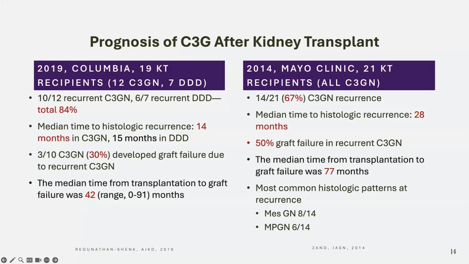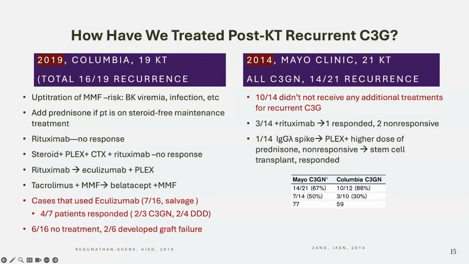Compared to the C3GN subgroup of Columbia data, it seems Mayo has less recurrent rate, longer median time to histologic recurrence, longer median time from transplantation to graft failure, but a higher graft failure rate. It seems Mayo did better before recurrence, but Columbia did better after recurrence. What made the difference? How did they treat recurrent C3G?